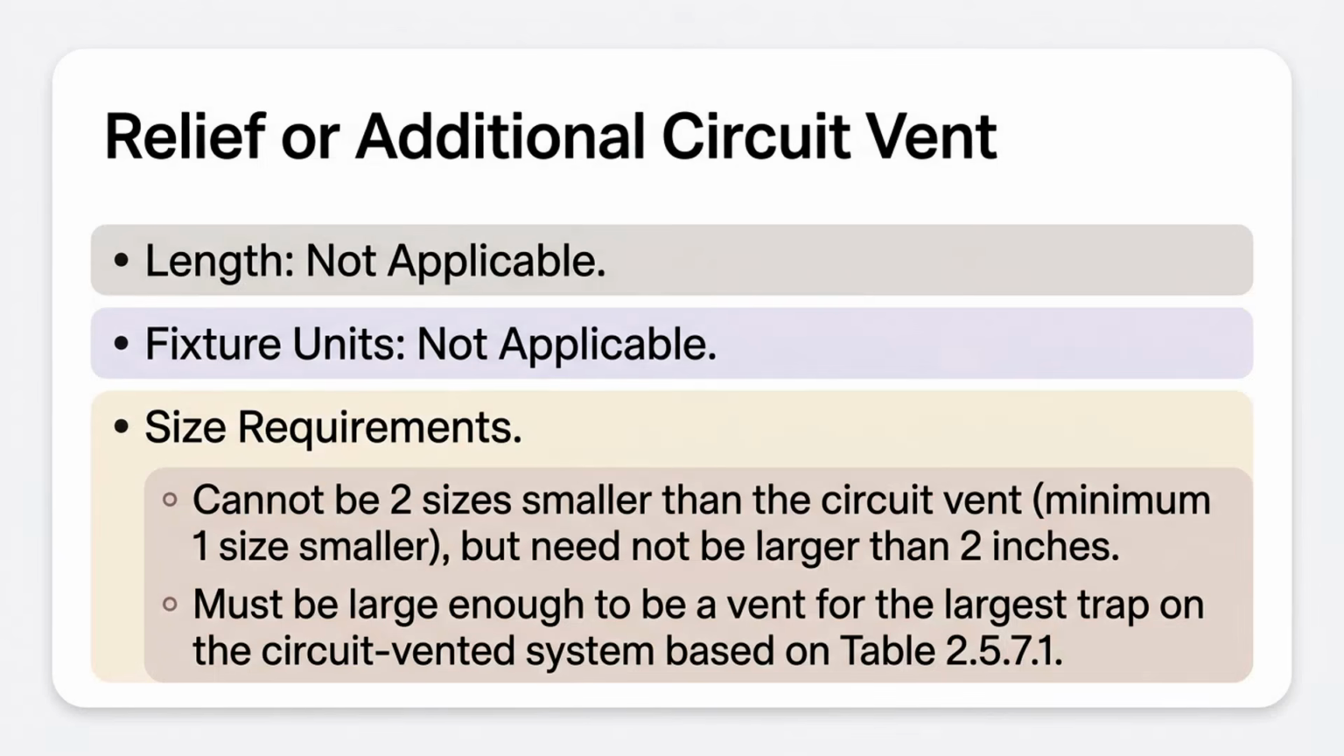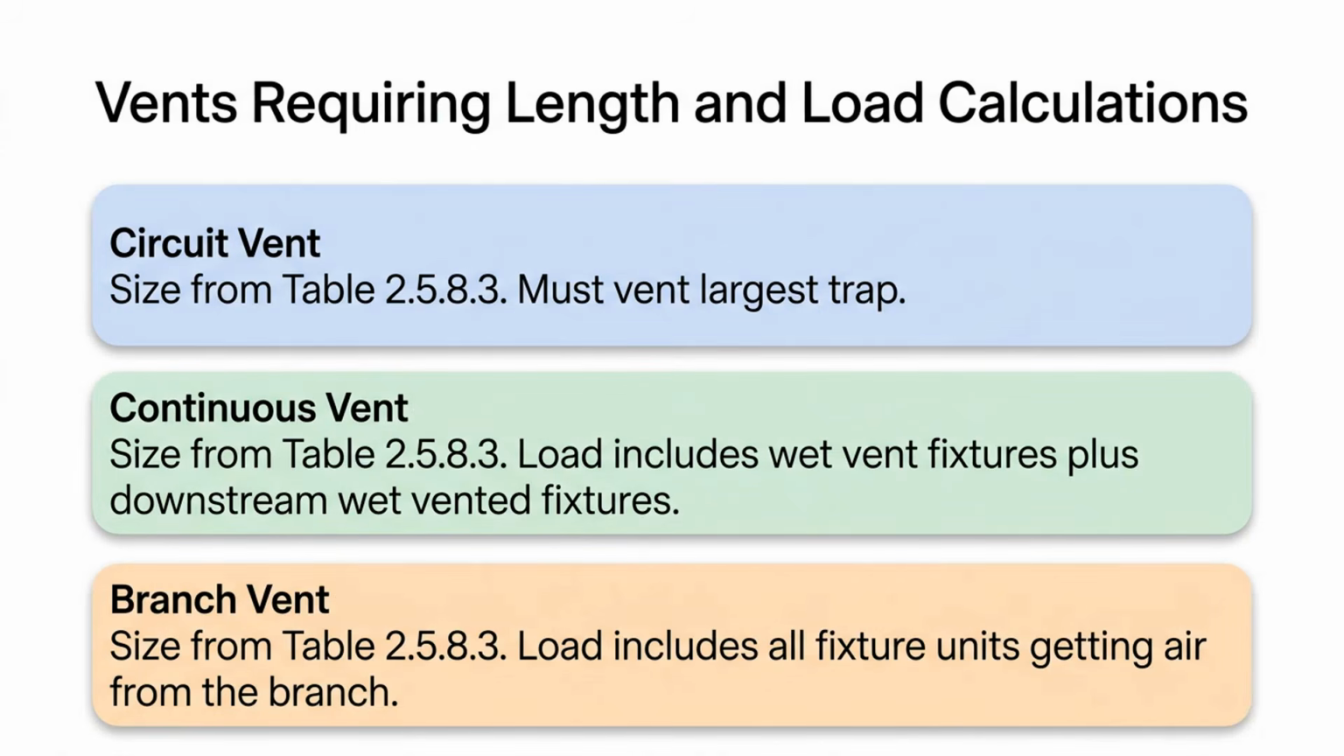Relief vents also ignore length and fixture unit calculations. However, sizing them requires checking two specific rules. First, they cannot be more than one size smaller than the circuit vent they support, though they max out at a 2-inch requirement. Now we move into more complex territory.